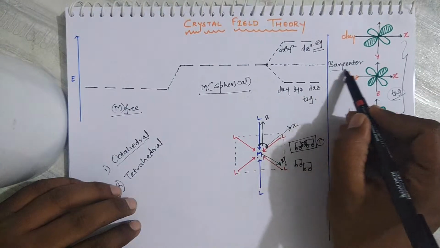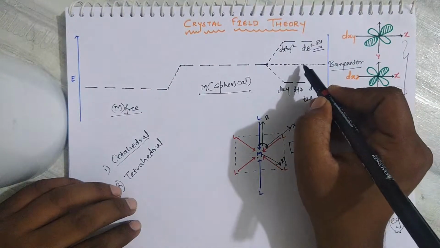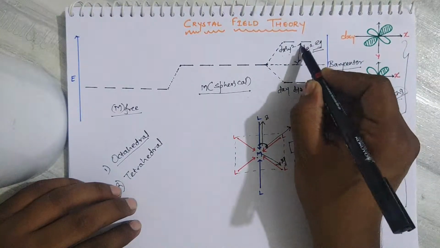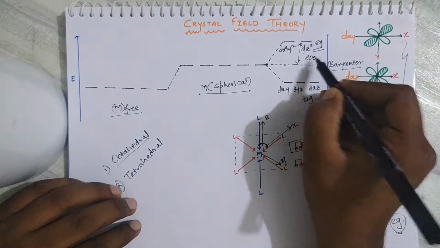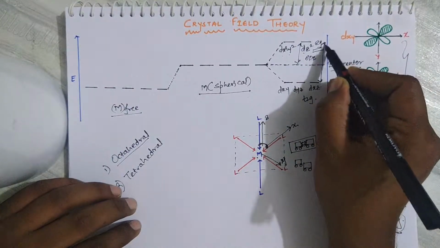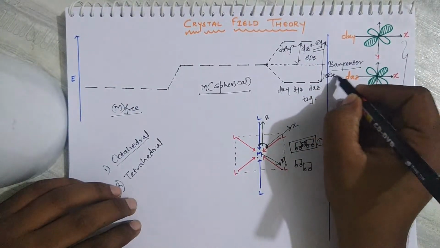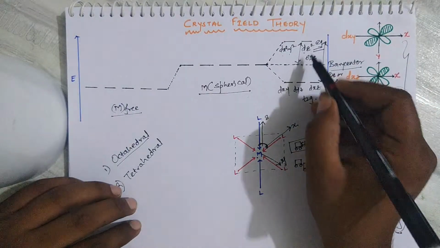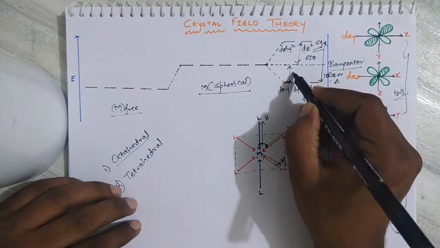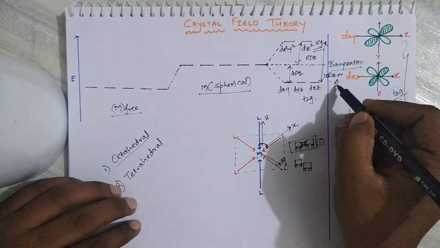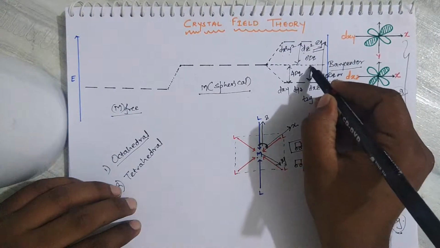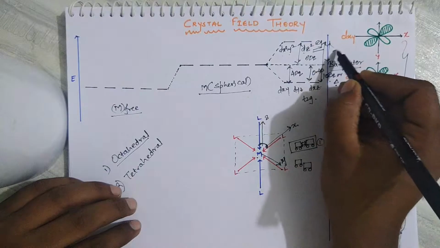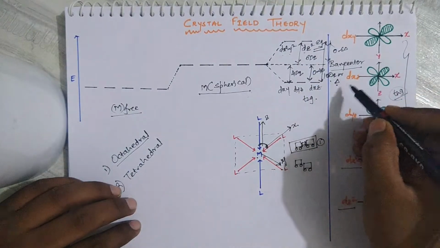This is called the barycenter. From this point, your energy goes up for the dx2-y2 and dz2 orbitals. This energy gap is called the 6 Dq gap. The complete energy gap is called 10 Dq, or some call it delta as well. If you call it 10 Dq, then this energy gap is 6 Dq and this energy gap is 4 Dq. If you call it delta, then this gap is 0.4 delta and this gap is 0.6 delta. So these are the ways of representing it.